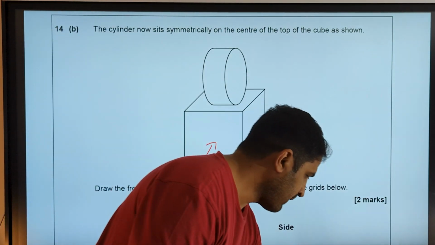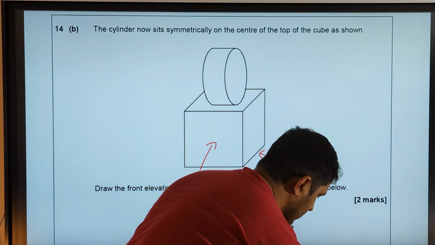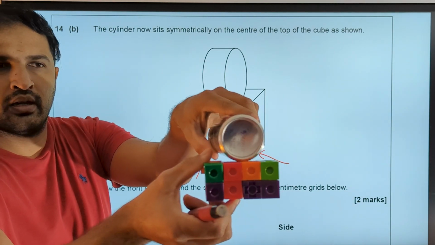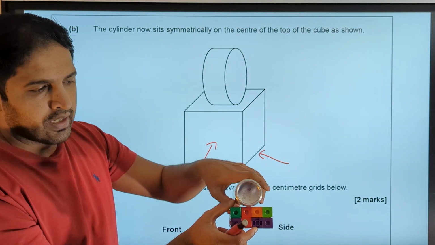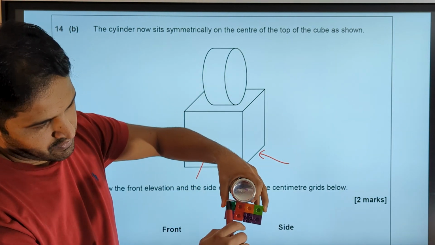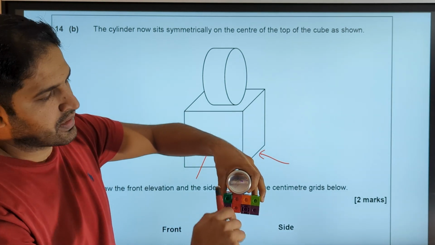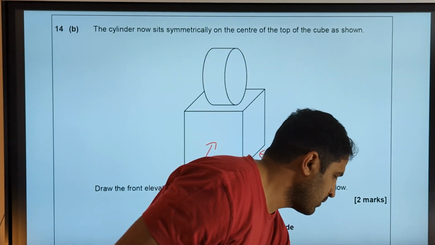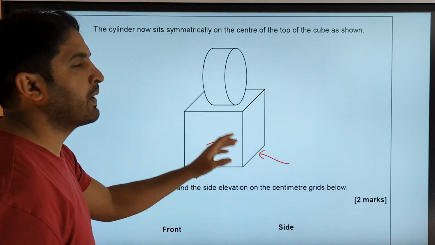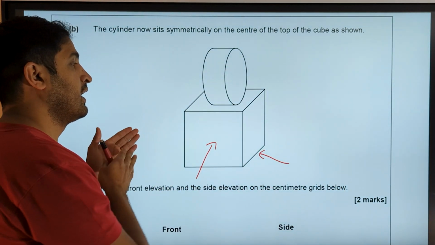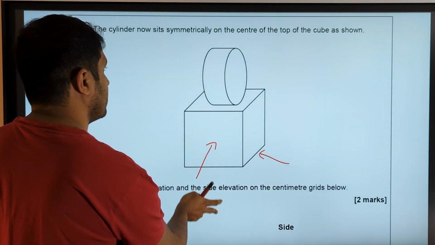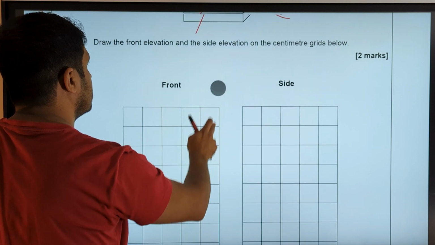From the side, if I look at it, this is what it would look like. Can you see that? From the side, you see a rectangle and the circle on top of that. That's what it would look like from that side. So that's what we need to be able to draw. Side elevation is what it looks like from the side. Front elevation is what it would look like from the front. Okay, so let's do the front.